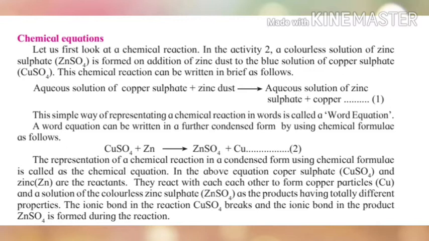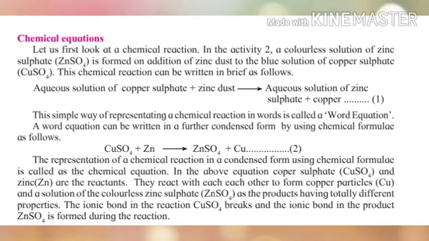Let us first look at a chemical reaction in the activity. A colorless solution of zinc sulfate, ZnSO4, is formed on addition of zinc dust to the blue solution of copper sulfate, CuSO4. This chemical reaction can be written in brief as follows. First we write down aqueous solution of copper sulfate plus zinc dust, and it gives aqueous solution of zinc sulfate plus copper. This is your first reaction.